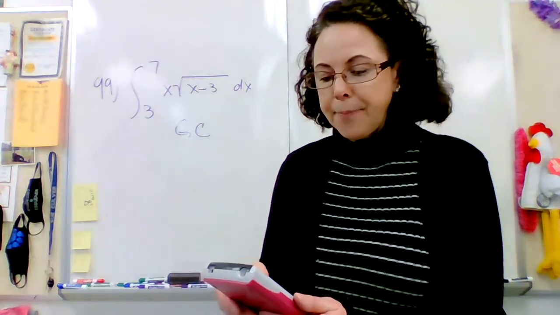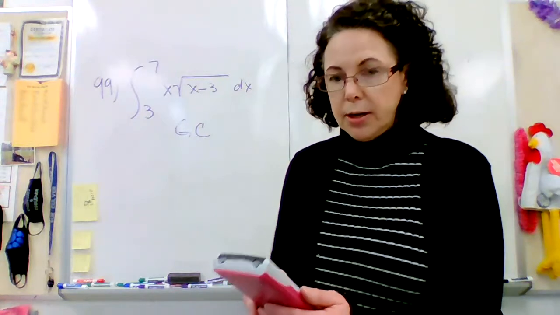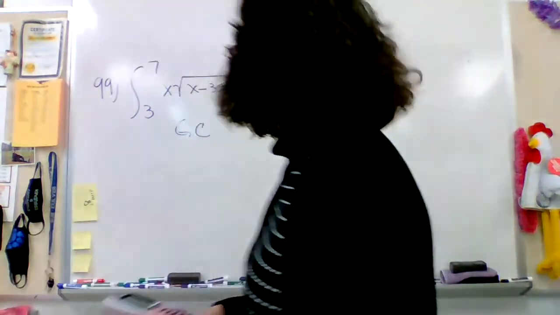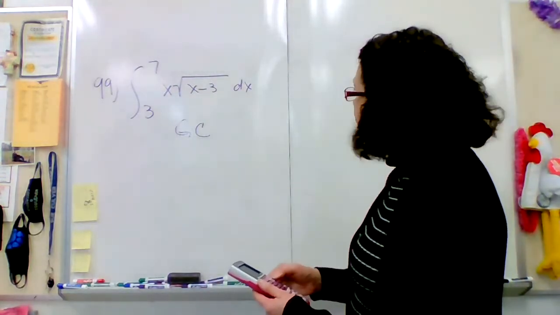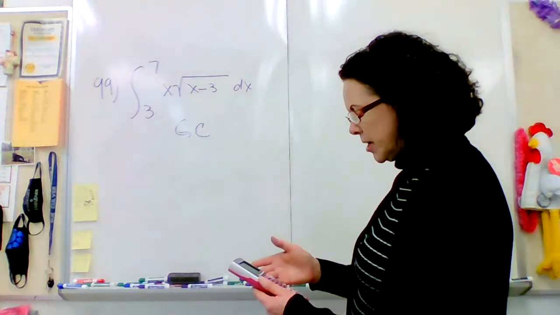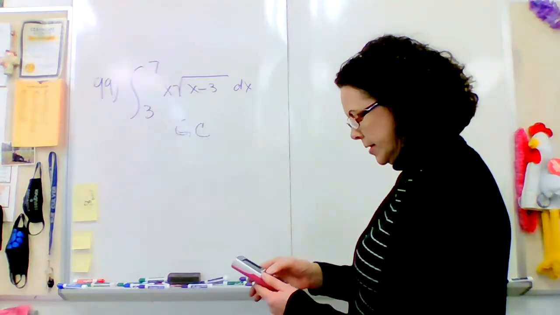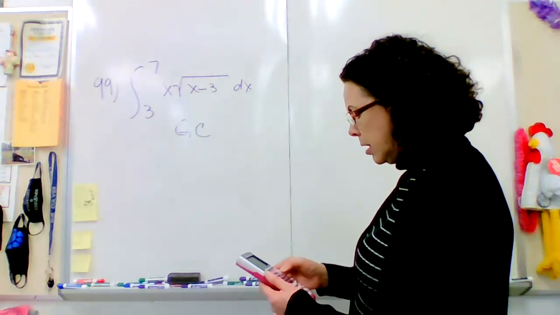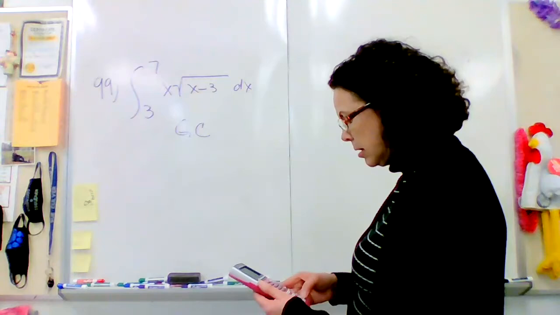So math, and going down to fnInt, function integral. There we go, right? 3, 7, and then that is x. I just have to make sure to type it in right. I think that I don't need parentheses or anything. x times the square root of x minus 3, my dx. We're going to let the calculator handle that.